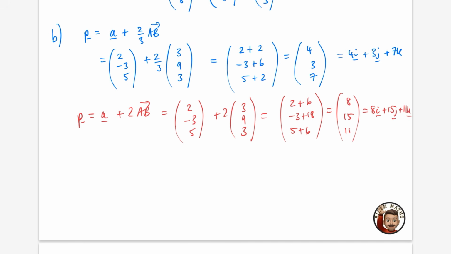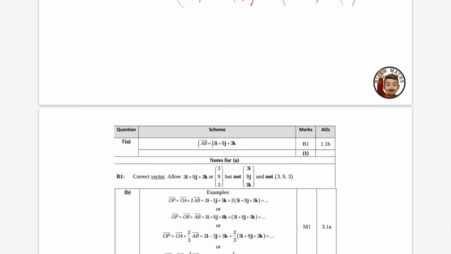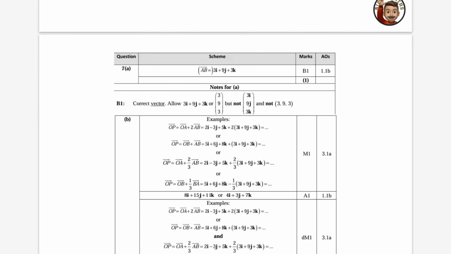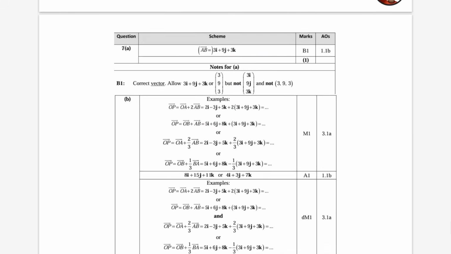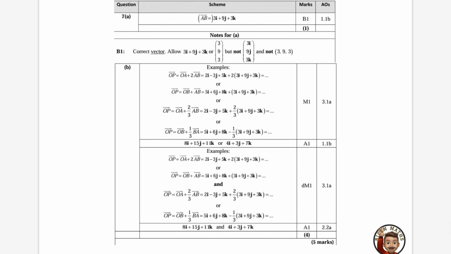I think it would be accepted in these forms. So we do have the 3, 9, 3, and we have the 8, 15, 11, and the 4, 3, 7. And it probably says in the notes that it would accept it in the different column vectors as well for this question.